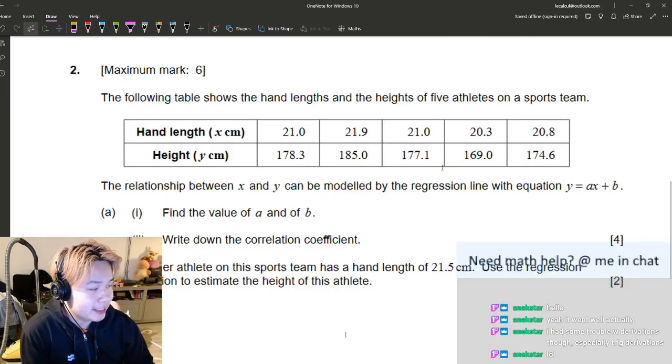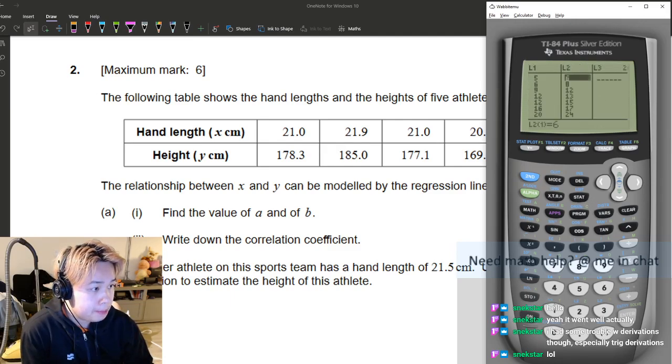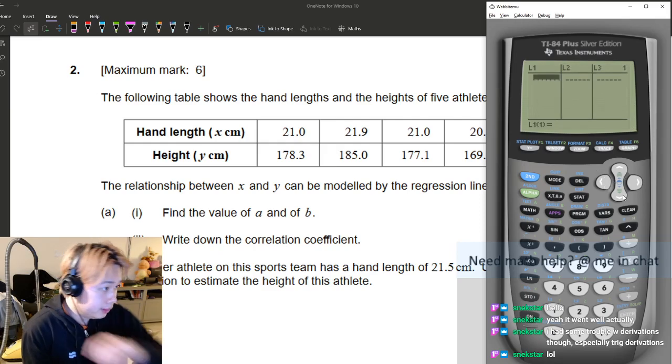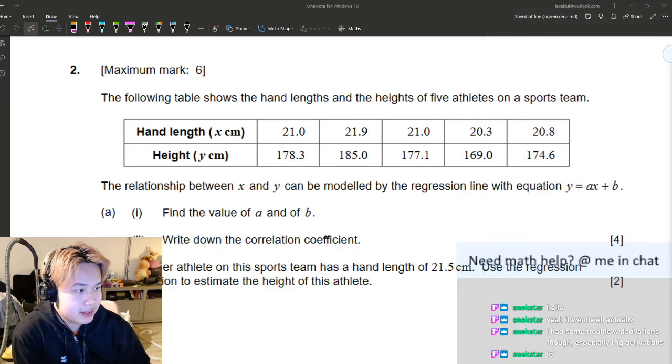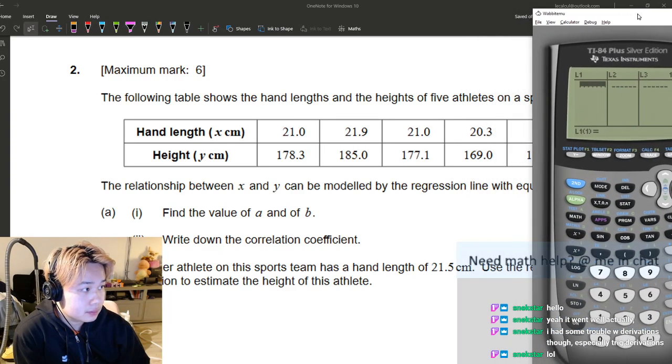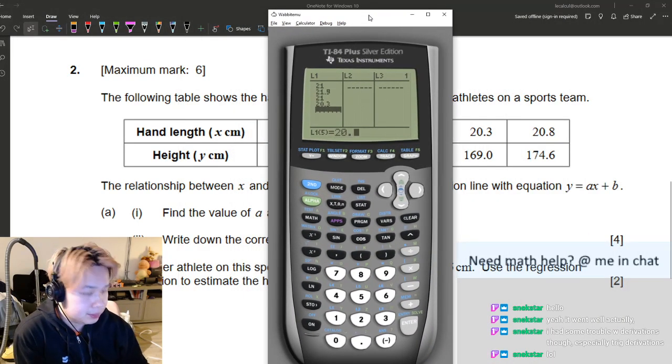Anyways, I don't even need to look at this problem. It's a linear regression equation, so let's put this into our list. Excuse me. Okay, so let's see. We're gonna put in these values. So 21, 21.9, 21, 20.3, and then 20.8.